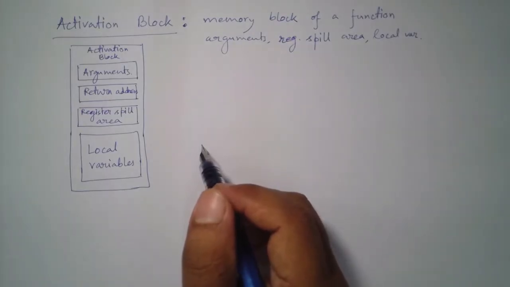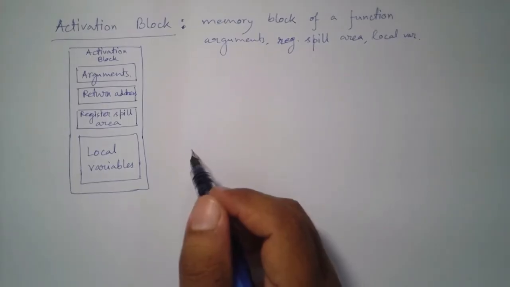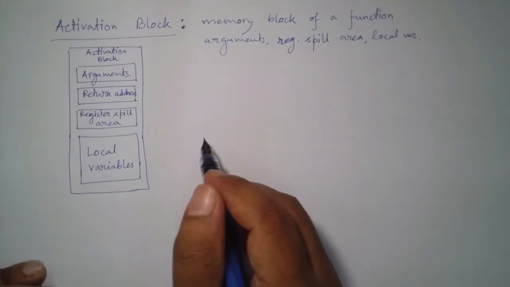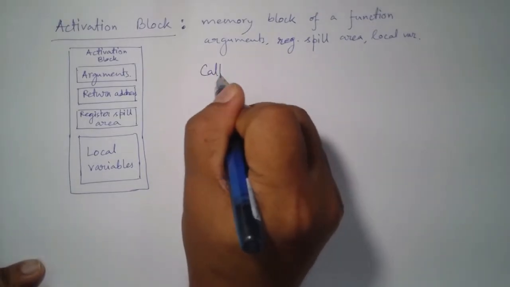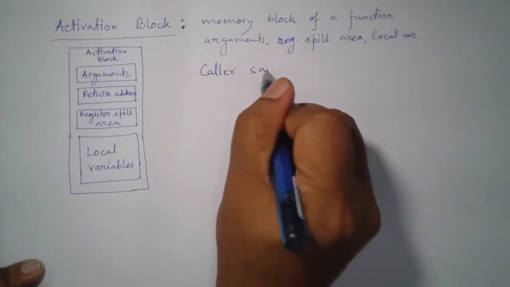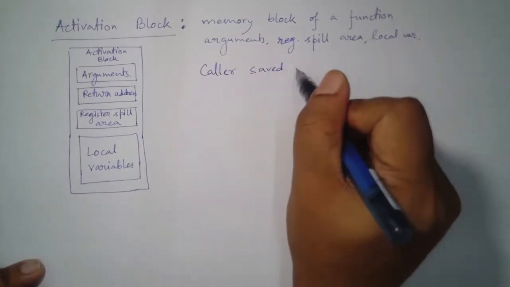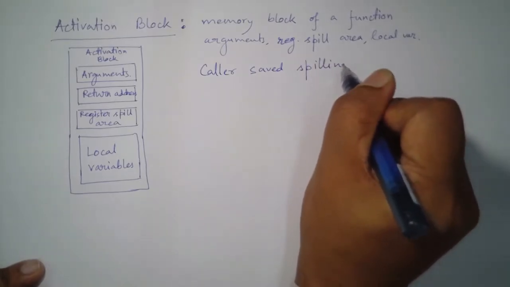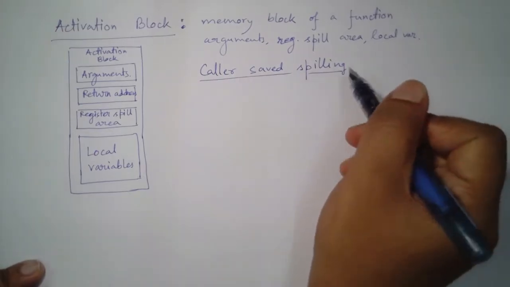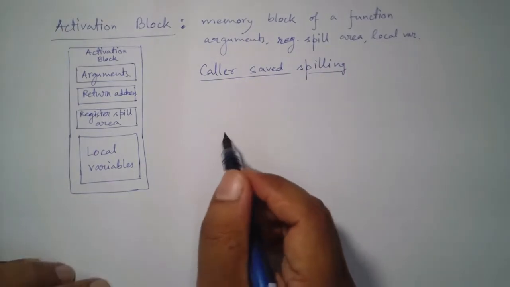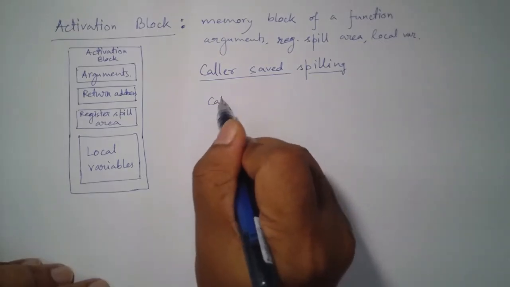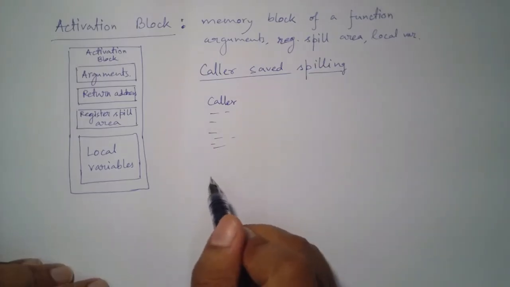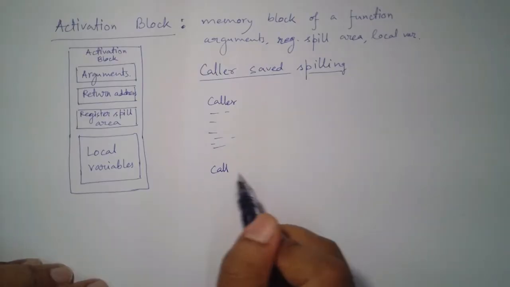So, how will it fit into this whole scheme of things? Let us assume a specific model. Let us assume the caller saved model. So, in a caller saved model, basically the caller will do the spilling. Okay. So, what will happen before calling the function? Let us say this is my caller code. So, it has different instructions. Now, here there is a call instruction.